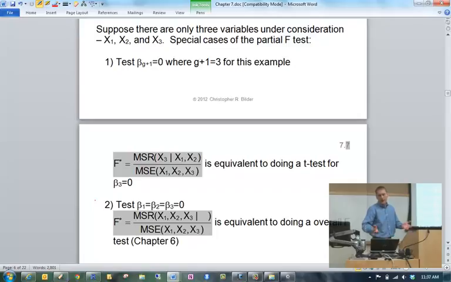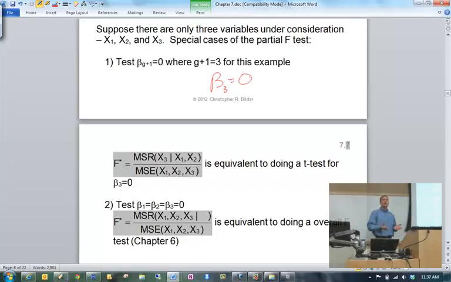Suppose that there are only 3 variables under consideration, x1, x2, and x3. Here's the relationship of the partial F-test to an overall F-test and also a t-test. So let's say that I wanted to test beta 3.